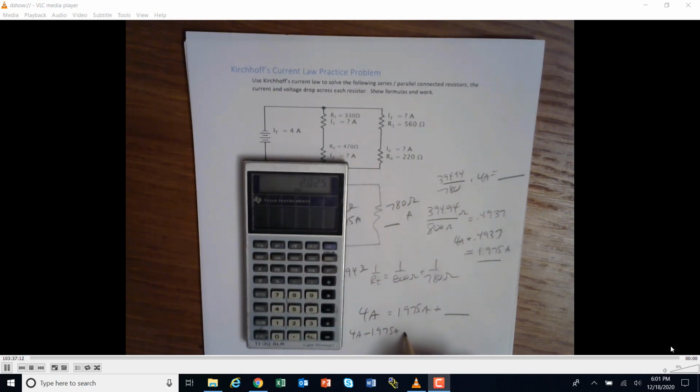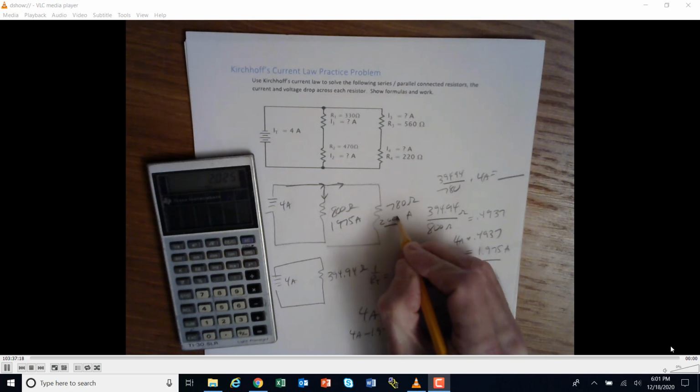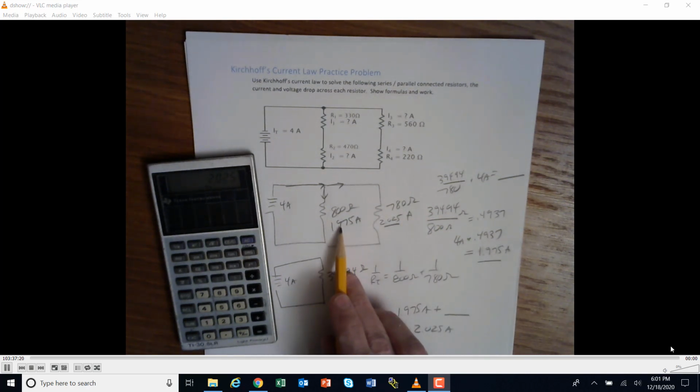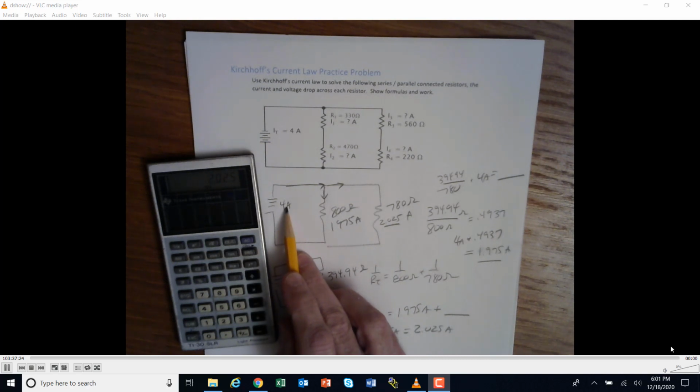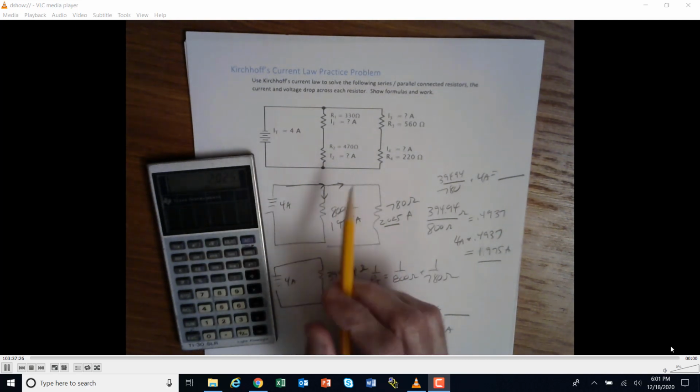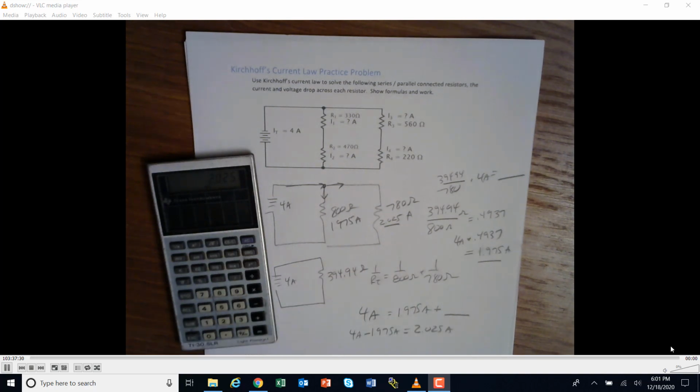So 4 amps minus 1.975 amps is going to give me 2.025 amps. And because 1.975 plus 2.025 gives me 4 amps, that's what the current law says: at this node, these have to sum up to 0.